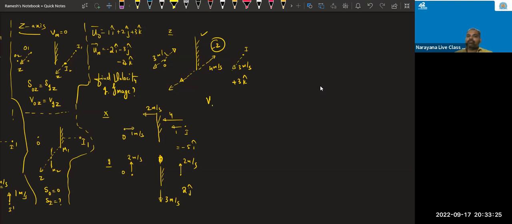I will add. What is the velocity of the image equal to? Minus 5 i cap plus 2 j cap plus 3 k cap. Khatam. What is the magnitude of the speed of the image? Under root of how much? 5 square plus 2 square plus 3 square. So how much? 25 plus 4 plus 9. So 39 is your answer. Root 39.